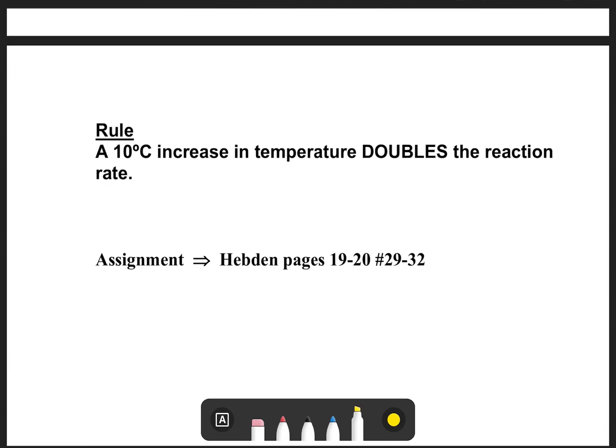A general rule is that a 10-degree rise in temperature doubles the reaction rate.